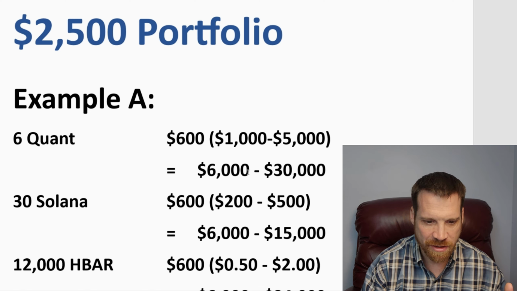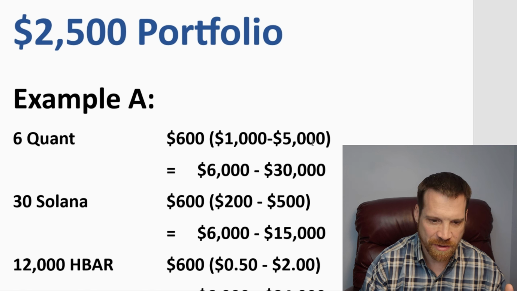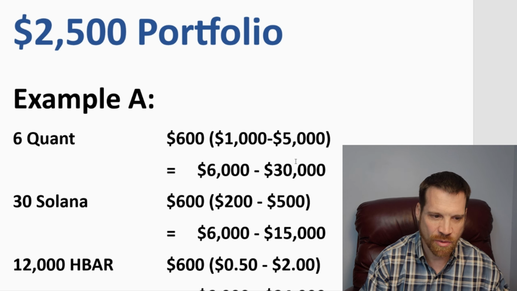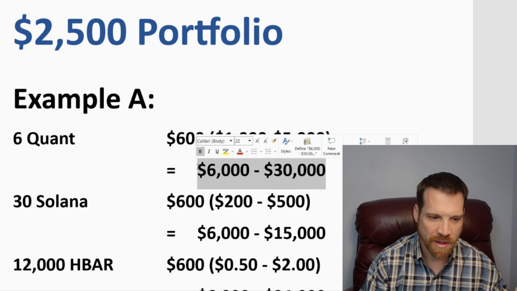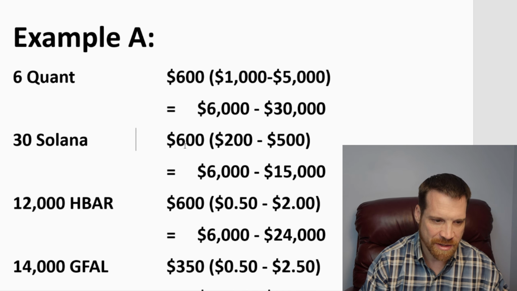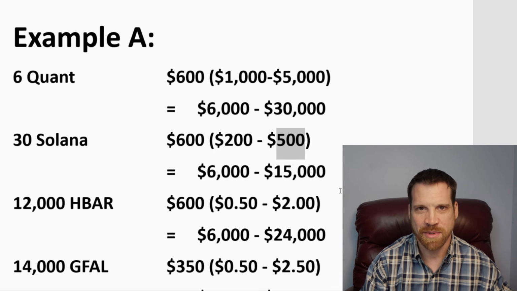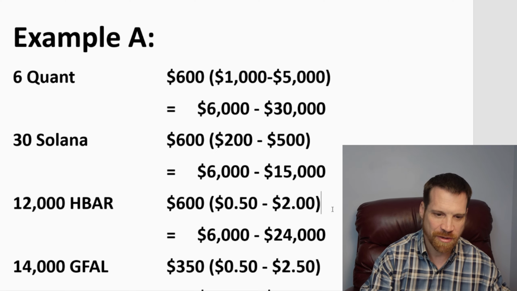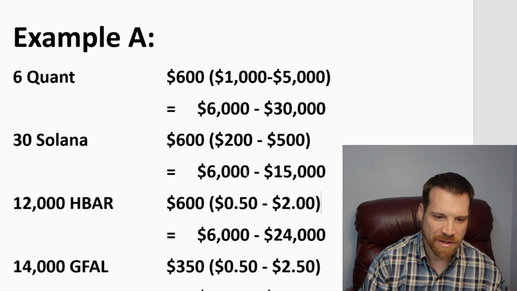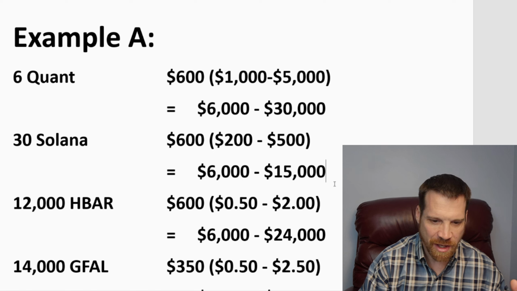I think you're going to get about $1,000 per Quant to $5,000 per Quant on the maximum for this bull run. So that would be $6,000 to $30,000 for your returns here. Then I've got 30 Solana, again at about $600 worth, and I think Solana is going to get between $200 and $500 in the upcoming bull run, $500 on the maximum. Some people are saying up to $1,000, but I'm trying to stay down here on Earth, guys. $6,000 I could see you getting out of this for a minimum, and $15,000 for a maximum.